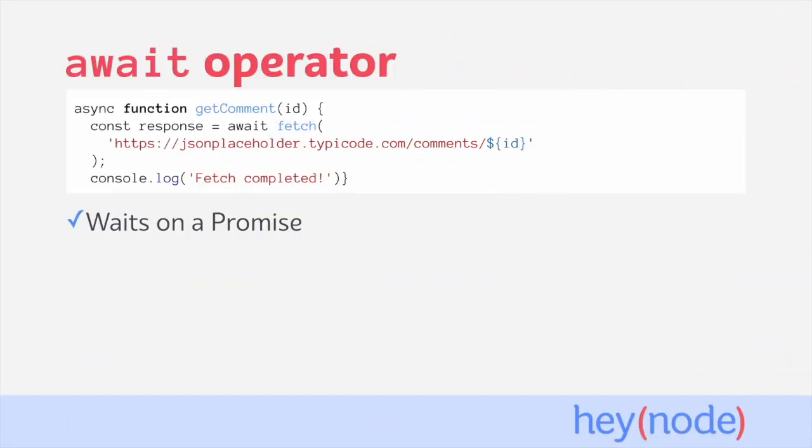The await operator is something you put in front of a promise or a function that returns a promise. It allows you to wait for a promise to resolve. When you use the await operator on a promise, it will return the resolved value of the promise. That's what allows you to assign a variable on the left-hand side when you're using await. The value of that variable will be whatever the promise has resolved.